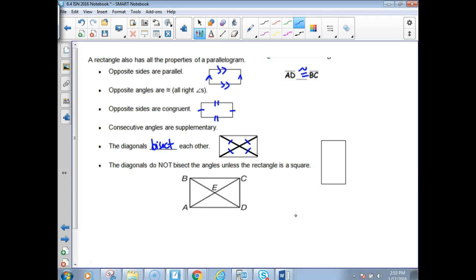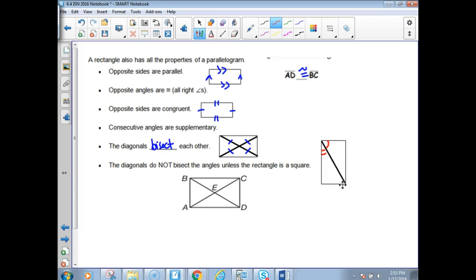Now, an important concept is that the diagonals do not bisect angles unless the rectangle is a square. So this rectangle over here, when you draw in a diagonal from a corner to a corner, I'm only going to do one of them for this to show you something. That diagonal did not cut the corners in half. So these aren't 45 each. This one is bigger than this one. They are different.